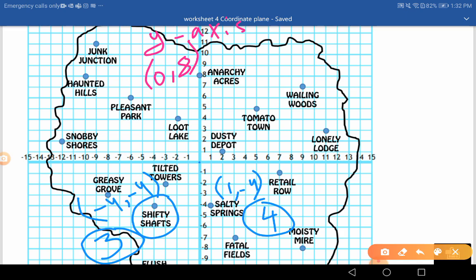Some students, when they want to describe this point, will say it's between the 1st and the 2nd quadrant, but you need to be specific and tell me it's exactly on the y-axis.